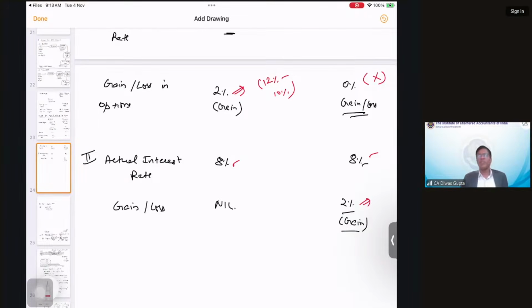And the equal and opposite payoff will be for the option writer. In this case, a 2% loss will be there. In this case, no gain, no loss will be there. And if the actual rate of interest is 8%, for a cap option seller, nothing will happen. For a floor option seller, a 2% loss will be there because a 2% payoff will be happening from the floor option seller to the floor option buyer.